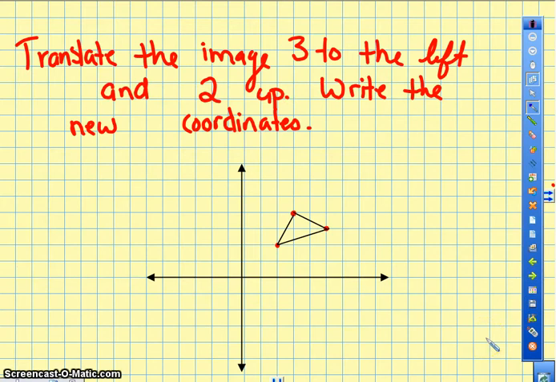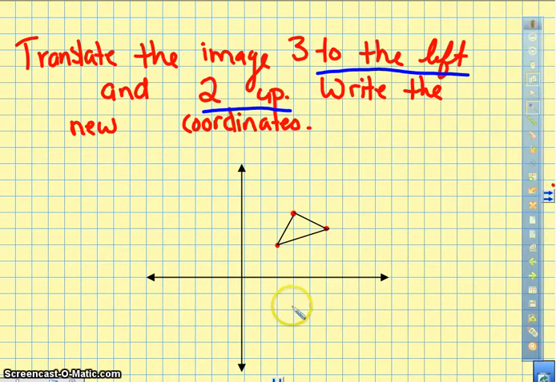Okay, next we're going to translate the image 3 units to the left and 2 units up. Then we're going to write the new coordinates. You're going to tell me what your new point is. Okay, so it doesn't matter which one you start with. With each point, you're going to go 3 to the left. So I'm going to count over 1, 2, and 3, and then go 2 up, 1 and 2. Okay, so that's my new coordinate. I'll call this A. This can be A prime. That ordered pair is -1, 4. So that's my new A prime.